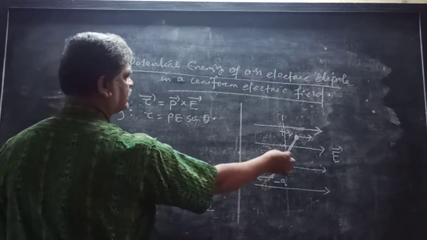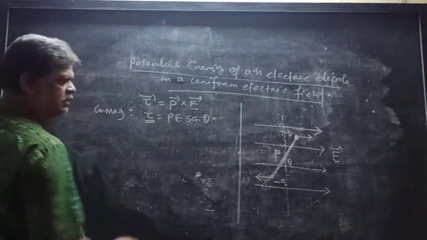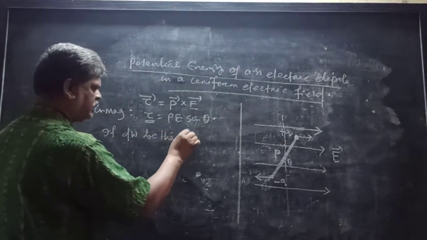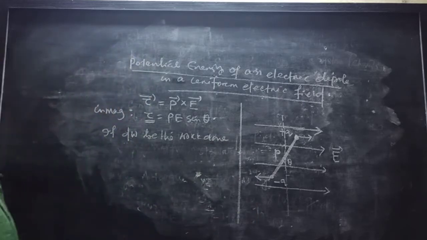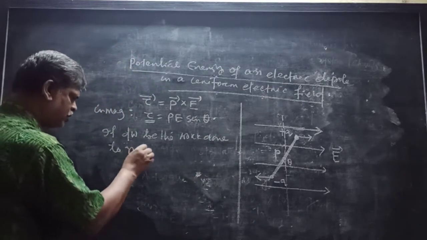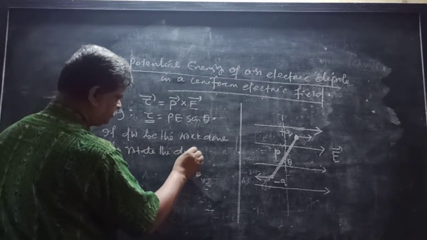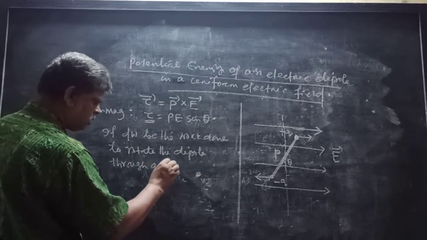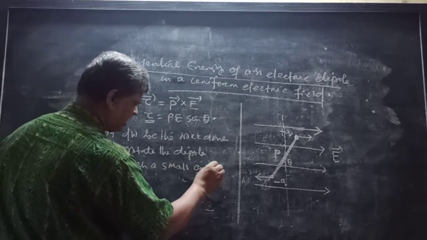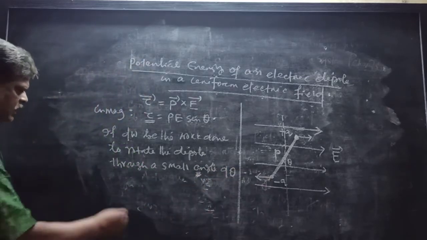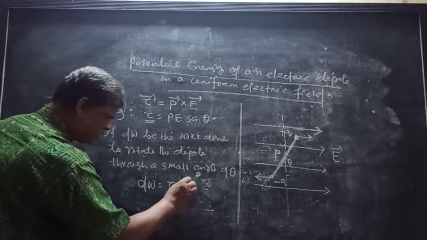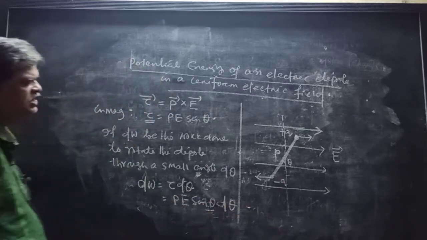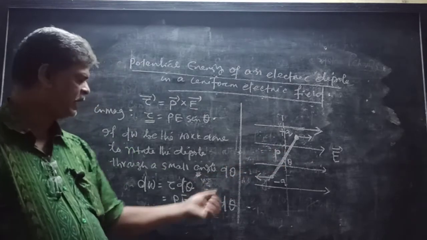Suppose we rotate the dipole through a small angle d theta. If dW be the work done to rotate the dipole through a small angle d theta, then dW is equal to tau d theta, that is equal to pE sin theta d theta. This is the small work done to rotate the dipole through a small angle d theta.